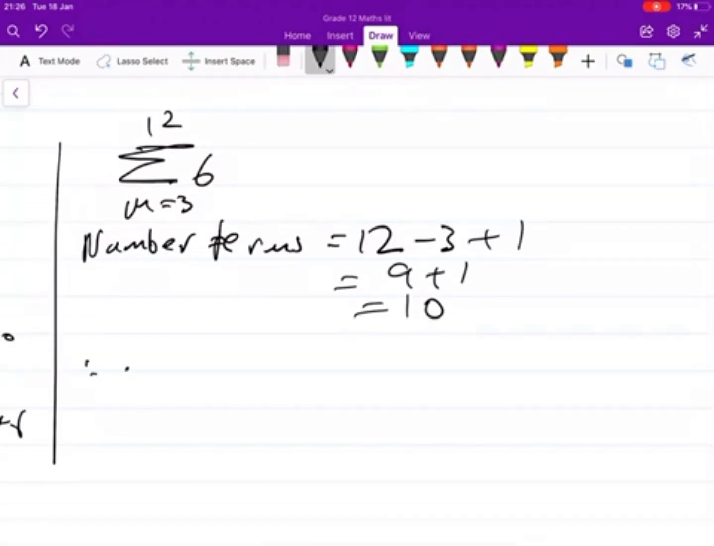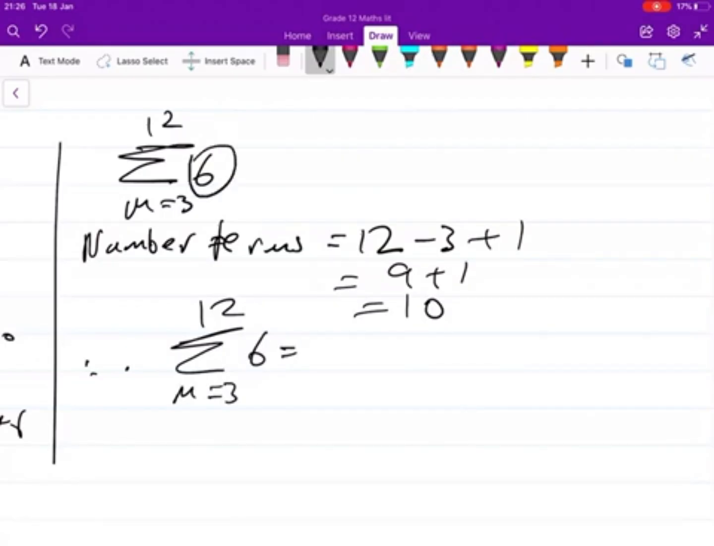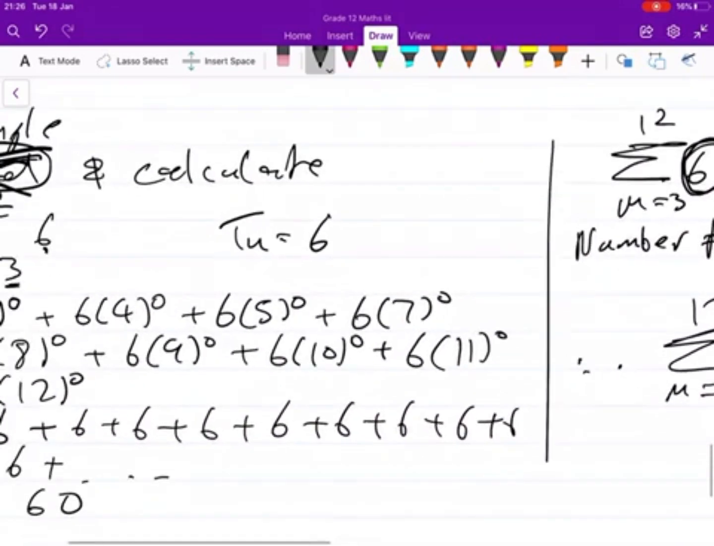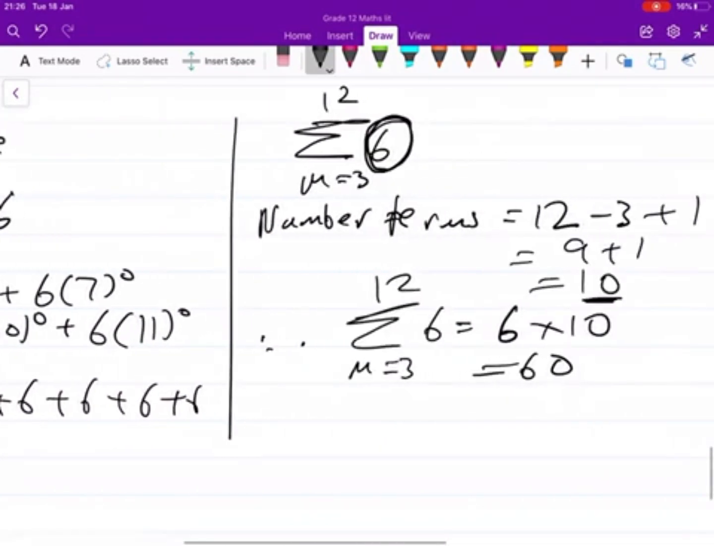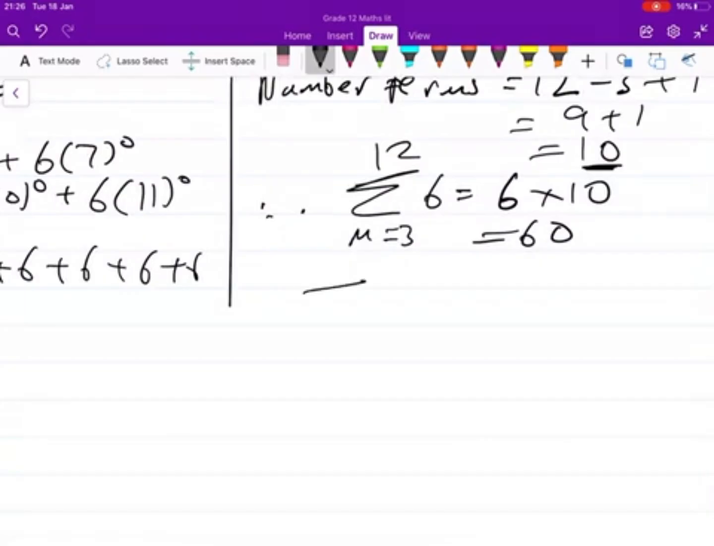So if I want to calculate this, I would say sigma 12, m equals 3 and 6. So this is equal to what is the number that's repeating itself? It's 6. How many times is it repeating itself? 10 times, and that is equal to 60. Okay, that's how you would do that. All right, so let me perhaps put it in letters for those of you who always like it in letters. I will put it for you in letters.